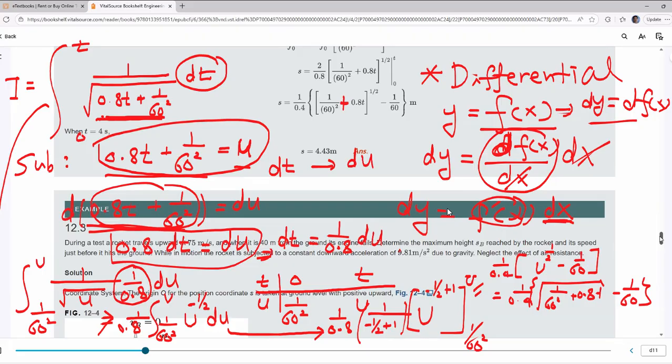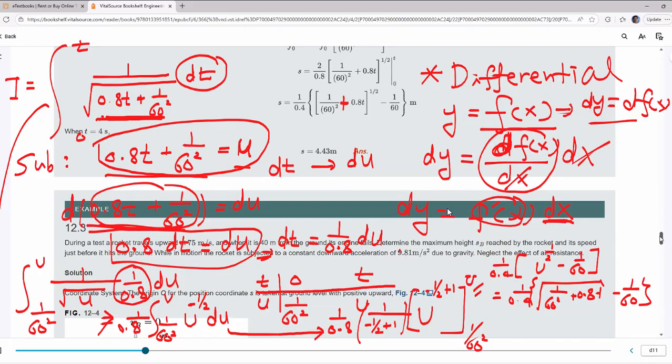Professor, can you hear me? Yeah, go ahead. I just wanted to know, for the ending of that equation, it's 1 divided by 0.4, and then the square root of 1 over 60 squared plus 0.8 t. That is t, because we saw 0.8 t plus 1 over 60 squared by u. And then is that minus 1 over 60?